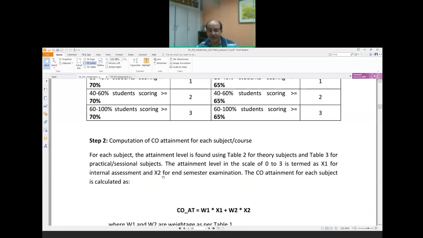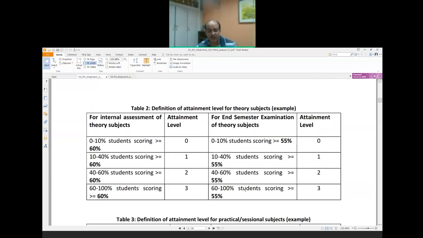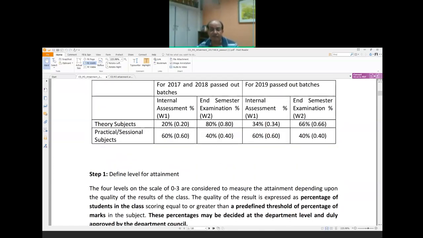And table 3 for the practical session. Attainment level of the score of 0 is termed as X1 for internal assessment, X2 for the end semester examination. The CO attainment for each subject is calculated based on the weightage I define for each of them. W1 is the weightage I defined for a particular component, and W2 is defined for the second component. W1 and W2 we have defined in table 1.